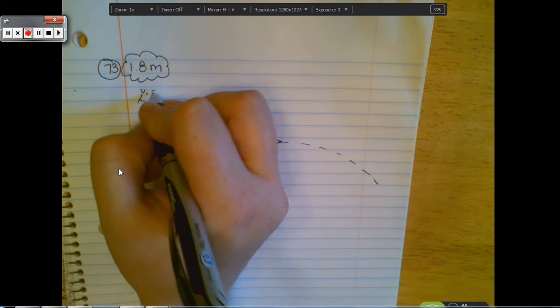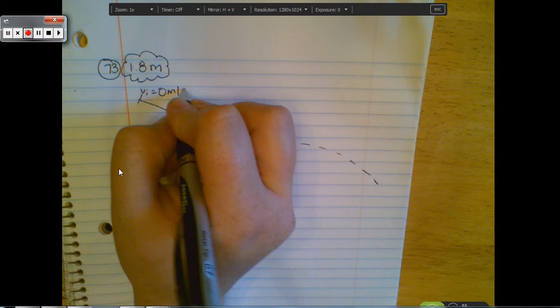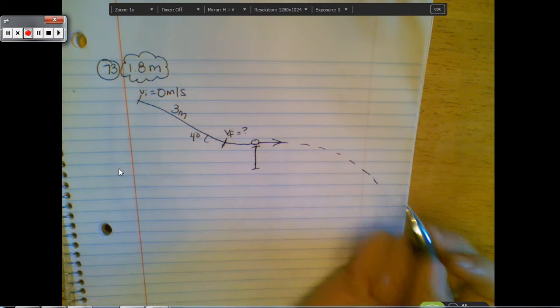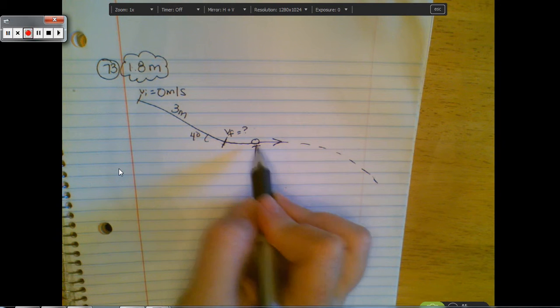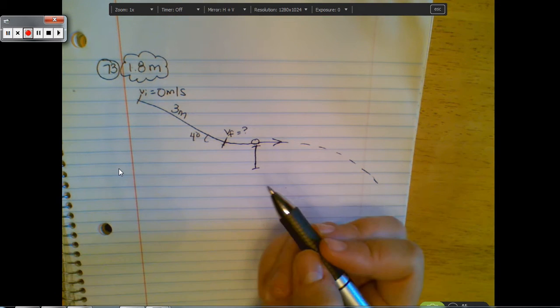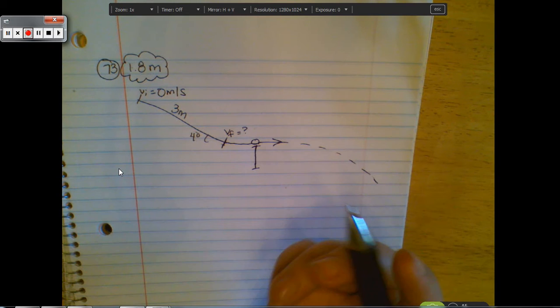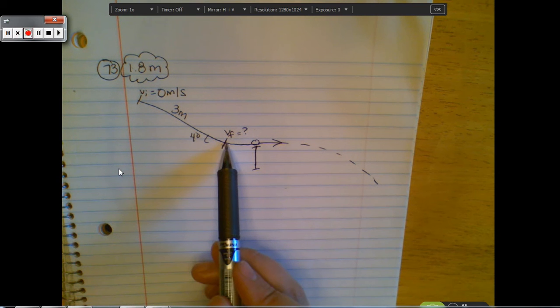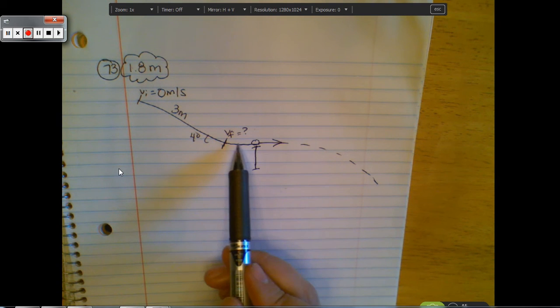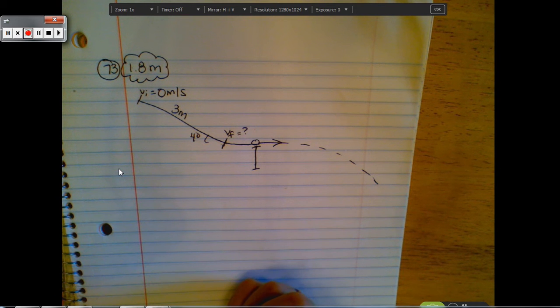We know VI, or we have to assume VI is 0 meters per second. We're going to find VF here. And then, yes, this is curving, but it's really not important. The understanding of this question is just, here we have a velocity and it curves just enough so that we're going to keep that velocity and actually launch horizontally like that. So first of all, we have to find our acceleration.